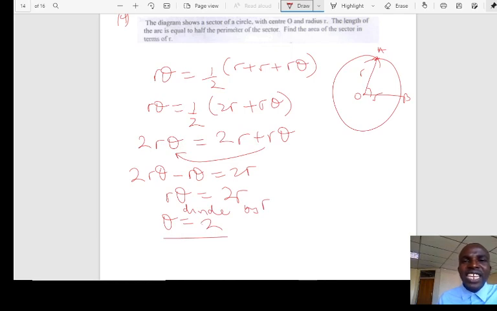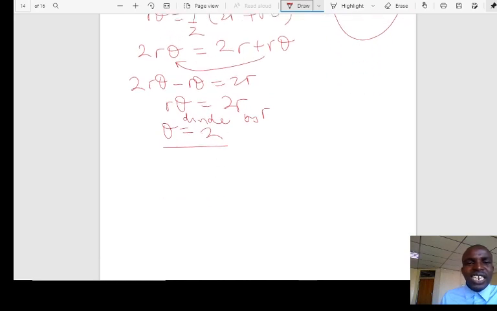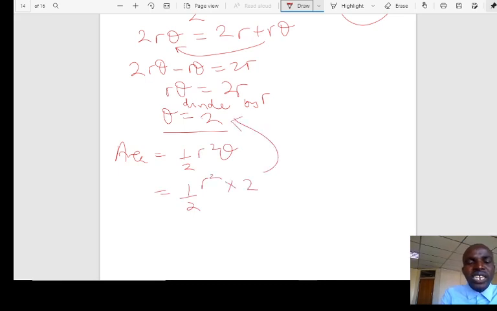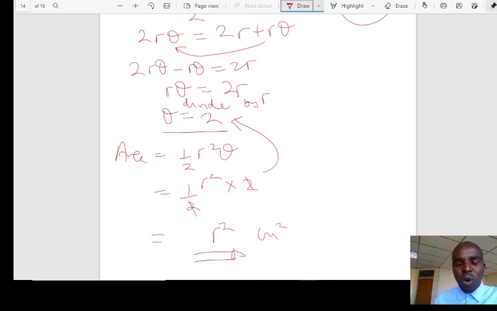Then they say, find the area of the sector in terms of R. Which means the area of the sector, how do you calculate area of a sector? Area is equals to half R squared theta, which is equals to half, radius is R, squared, times theta, which is 2. You just take this one, the 2 and 2 cancel out. So you get the area is R squared square centimeters, like this. So that's the area of the sector in terms of R. Done.